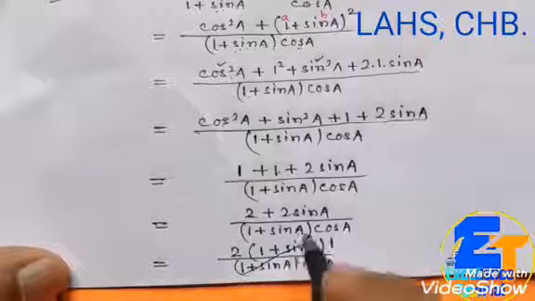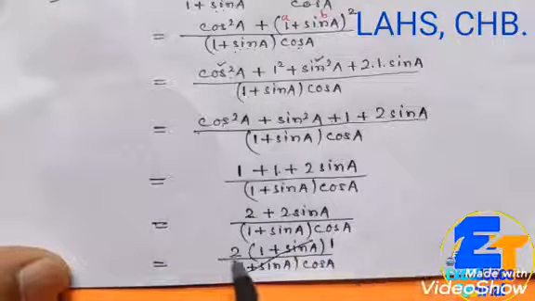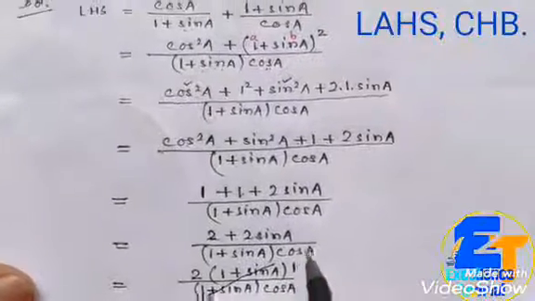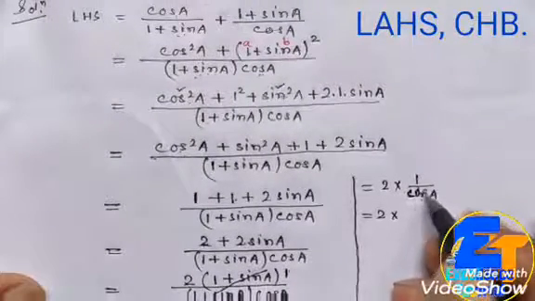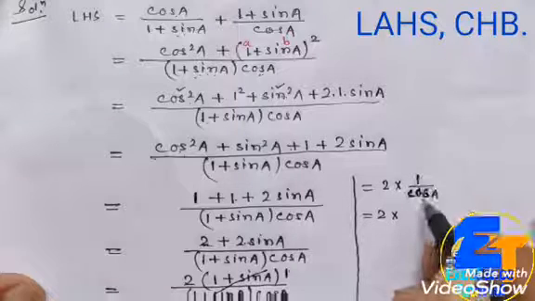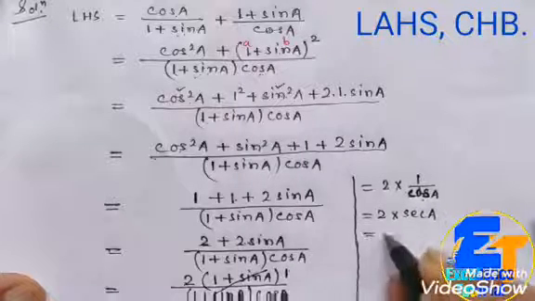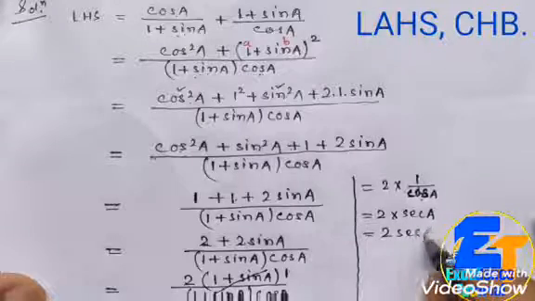1 is left. So see, what is left in this step? 2 into 1 by cos A. As you know, 1 by cos A is sec A, so we got 2 sec A.